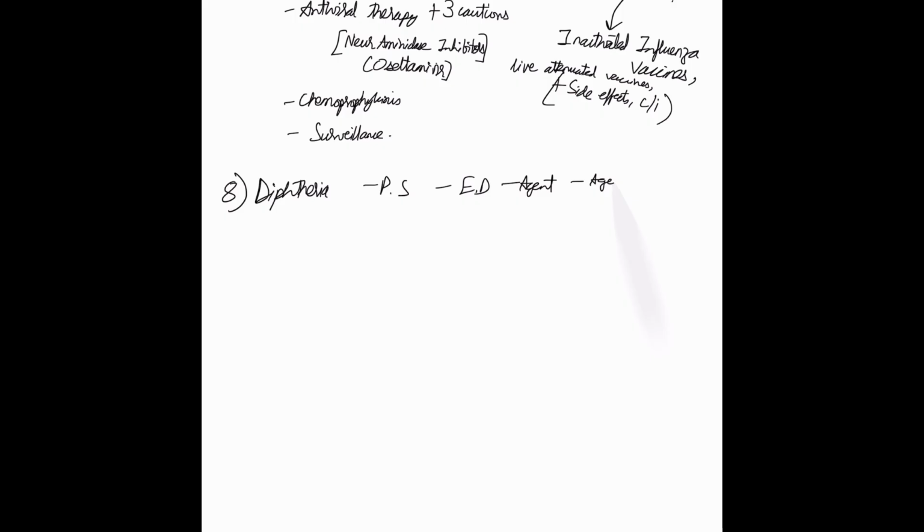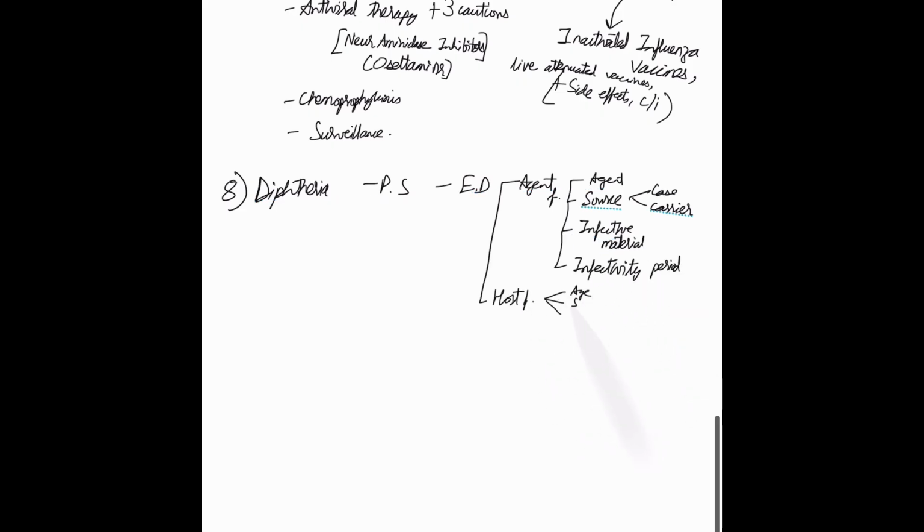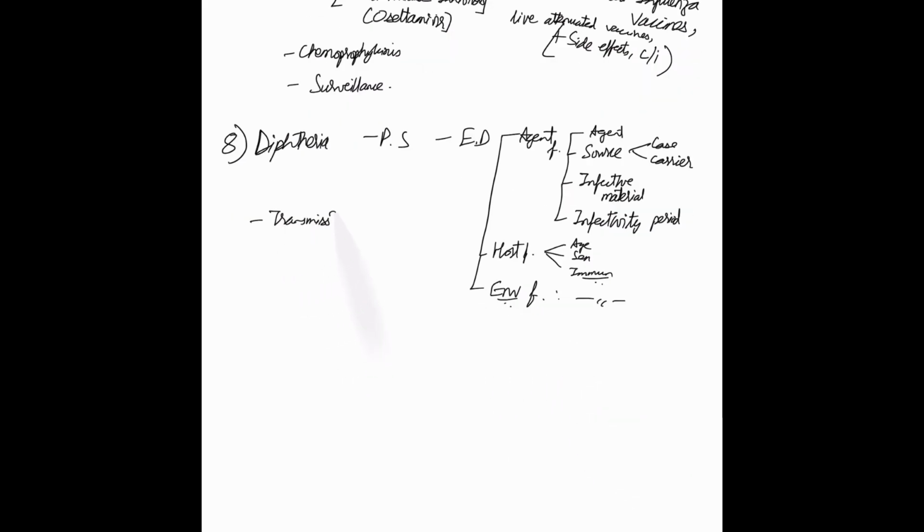Now we have diphtheria, in which you know the problem statement, epidemiological determinants, in which you have agent factors, in which for the agent you have to know that this is a toxin mediated disease. Under source, you have to know the cases and the carriers, infective material, and infectivity period. And on host factors, you have age, sex, and immunity. And environmental factors are the same.